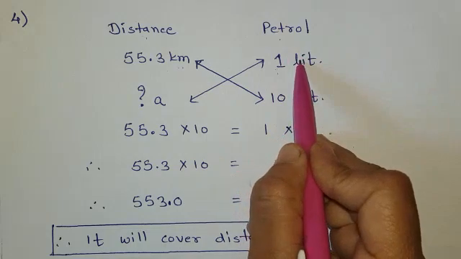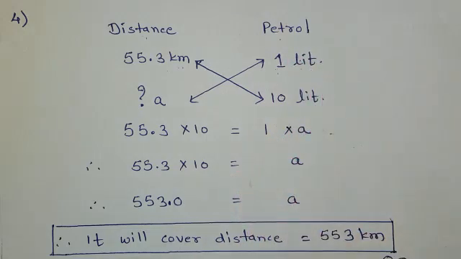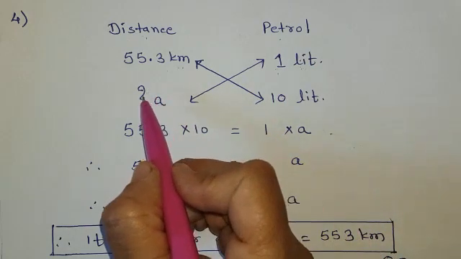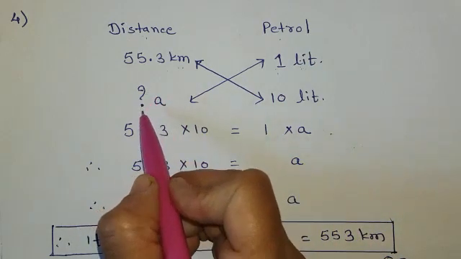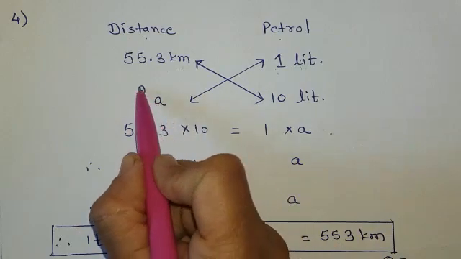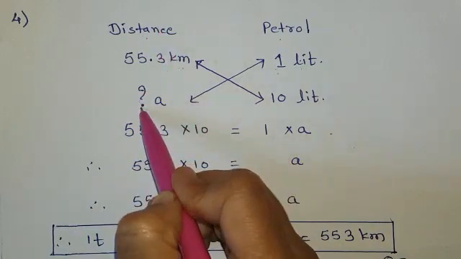Okay. Now read the next line. It is given, how much distance. So how much distance, that we have to find out, the distance. So I have written a question mark below the distance and written A.